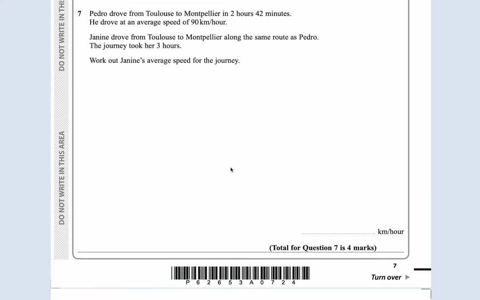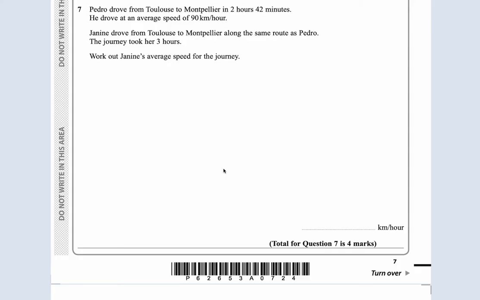Question 7. Pedro drove from Toulouse to Montpellier in 2 hours 42 minutes. He drove at an average speed of 90 kilometers per hour. Janine drove from Toulouse to Montpellier along the same route as Pedro. The journey took her 3 hours. Work out Janine's average speed for the journey. Okay, hang on. She drove from Toulouse to Montpellier and it took her 3 hours. So we need to use Pedro's one essentially to find the distance. So if we can find the distance here, then we can find the speed here.